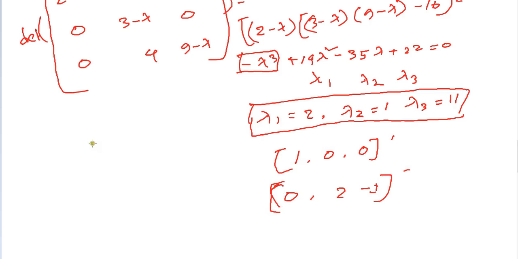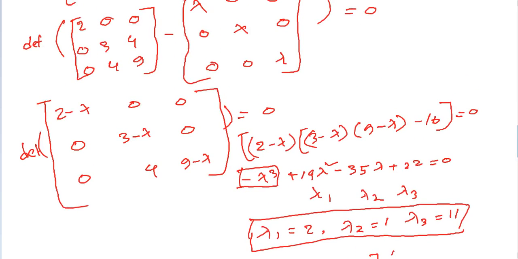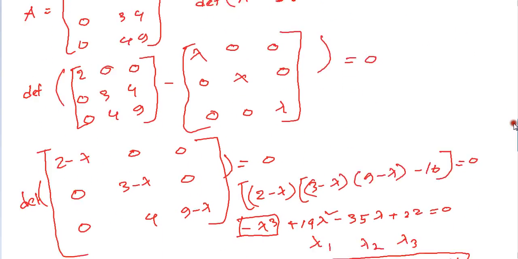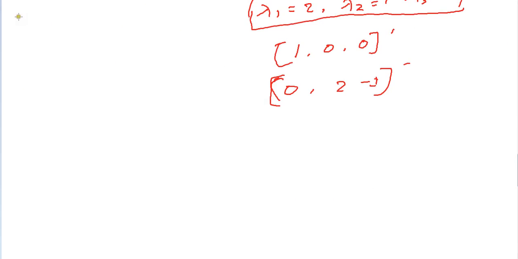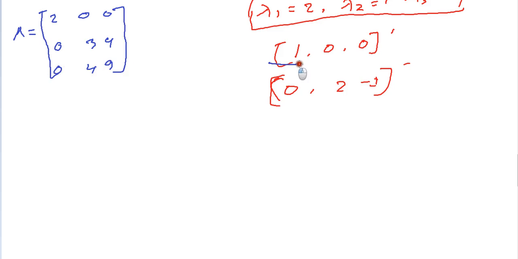So if you want, we can test that. So if I write down here A equal to 2 0 0, 0 3 4, 0 4 9, then this times this, transpose of that, so 1 0 0.